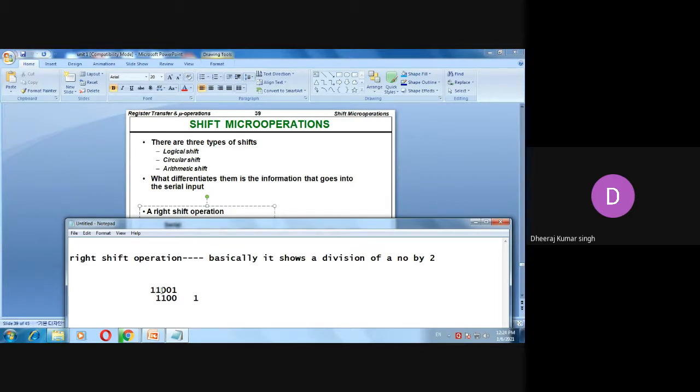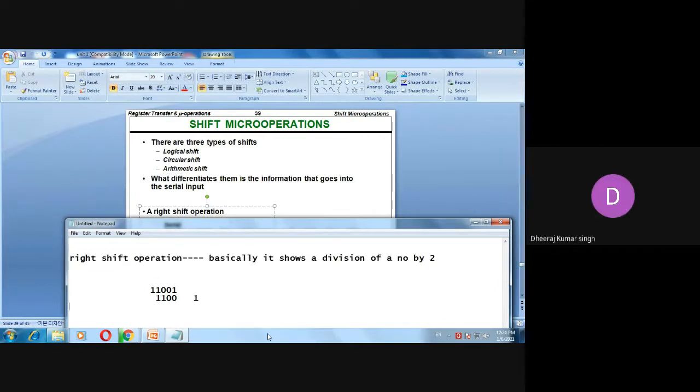So 16 plus 8 is 24, plus 1 is 25. We divide 25 by 2, so what will come? It will come 12. What is this? This is 01100, that is 8 plus 4, which is 12. So the right shift operation always performs a division of a number by 2. Is this clear?